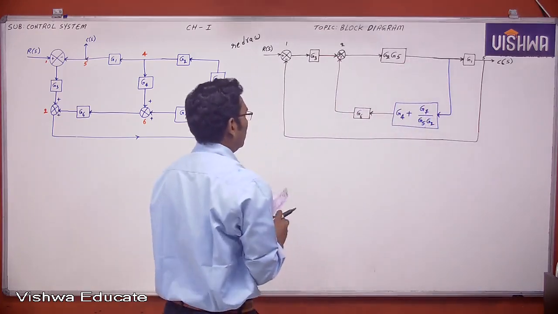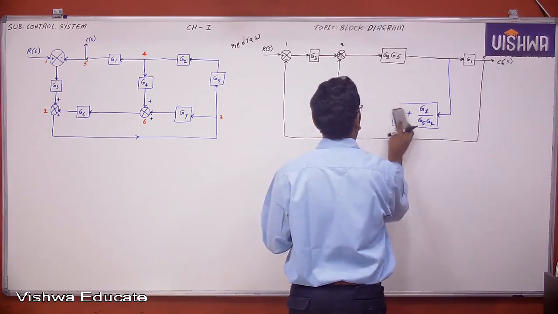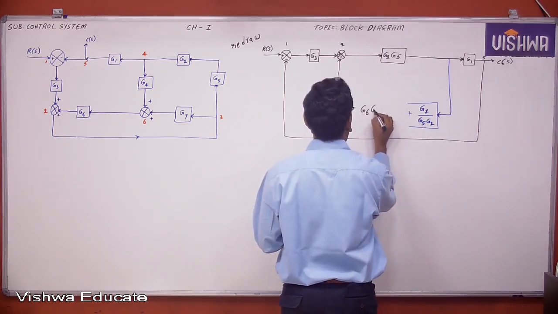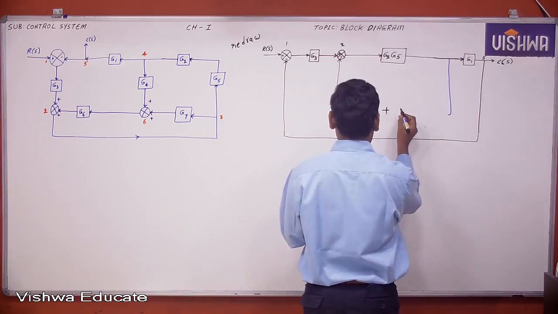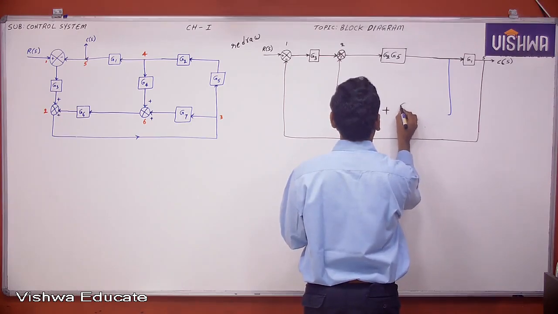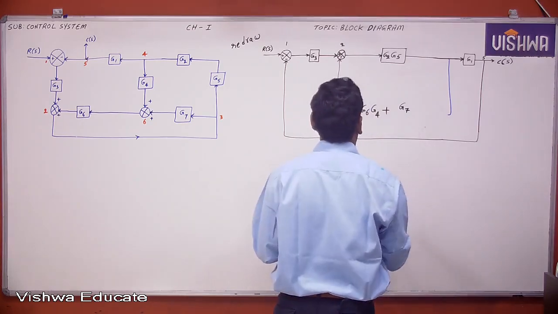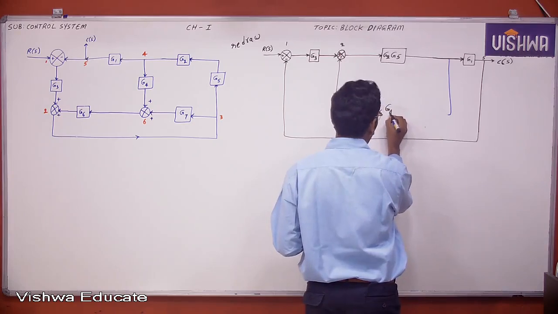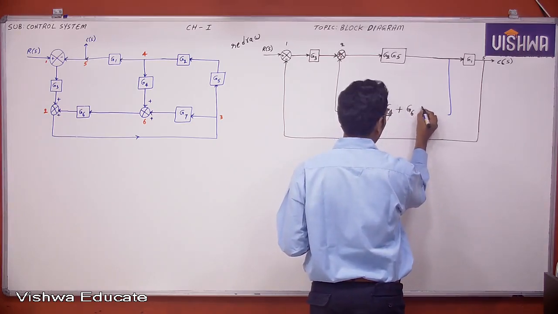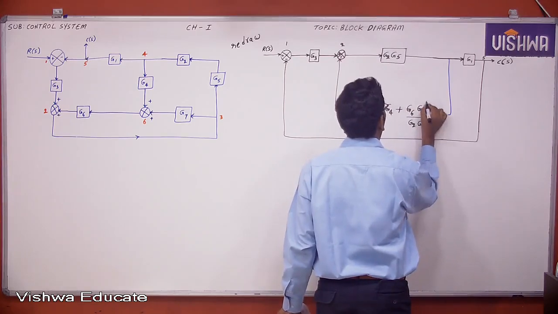Now this is also, what is this? G6 into G4, G6 into G4 plus G6 into G4 plus G7 by G2 G5. Okay, right. This is finally.